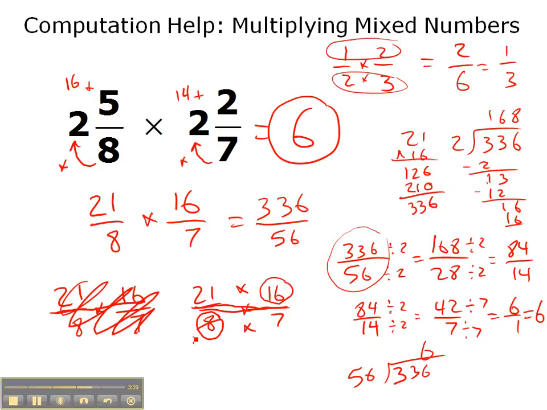8 divided by 8 is 1. 16 divided by 8 is 2. Now 21 and 7 also have a common factor of 7. So we can divide them both by 7. 21 divided by 7 is 3. 7 divided by 7 is 1.